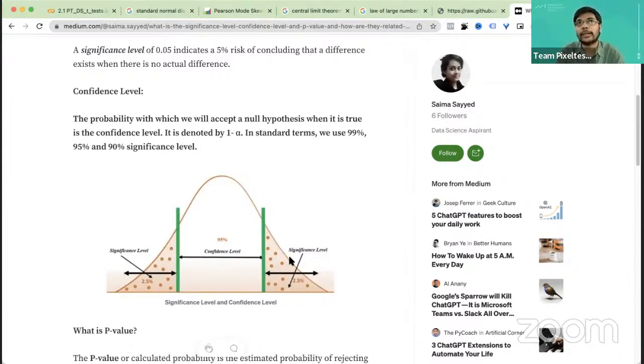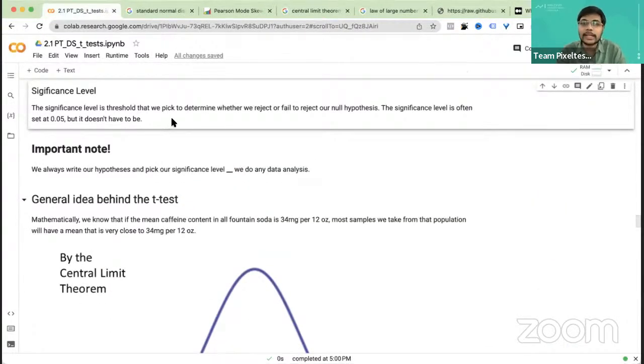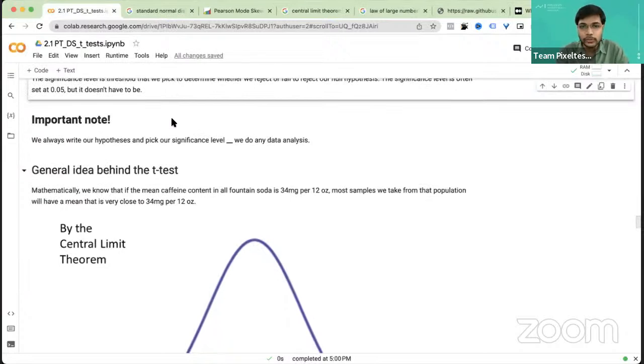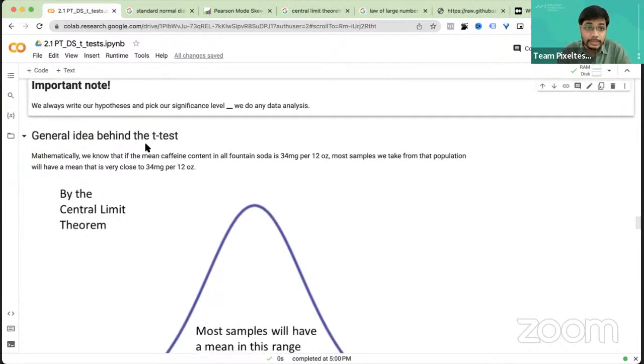Like if you want it 99% to be clean, or 99% of the time, something where you want higher standards of confidence, then the significance level will be lower, right? So a 5% significance level is something that we are having here. So there are chances that the null hypothesis could fail. So we are going to do this mathematically. Now, we always write our hypothesis and pick our significance level whenever we do a data analysis, right?